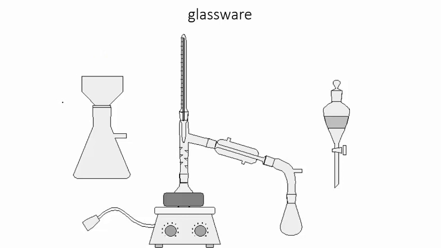Let's start out with the one on the left. What you want to know is the name of the piece of the glassware and what it's used for. So this one is called a Buchner funnel. Anyway, this is different, of course, from a Hirsch funnel.